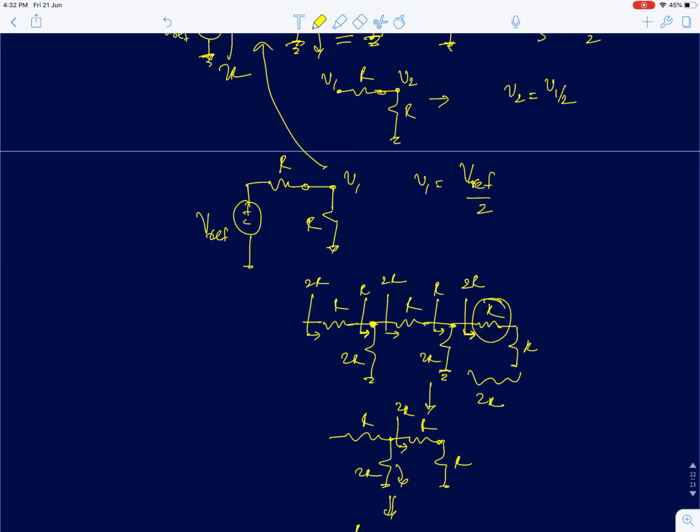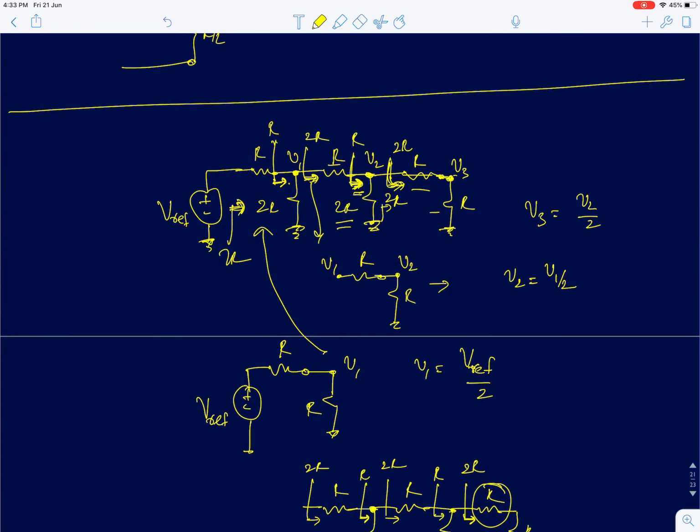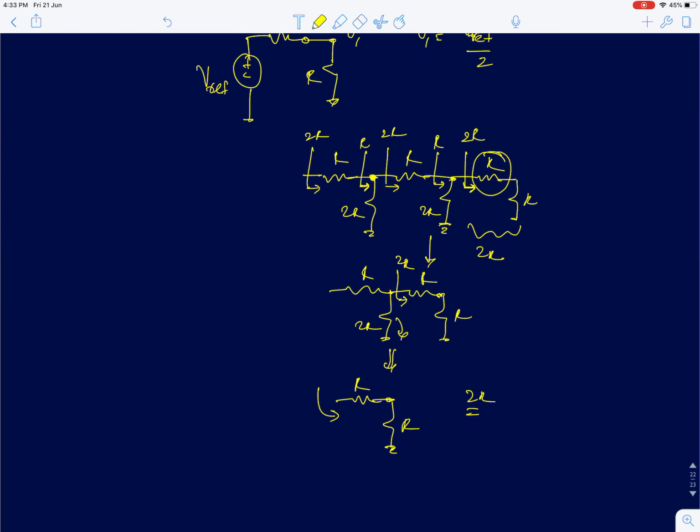Okay. This network is called an R2R ladder. It's extensively used in data converters, when you're converting digital signals to their equivalent decimal values. Okay. And also it has a very interesting property. As you progress, every node voltage will be half of the previous node voltage. Okay. Every node voltage will be half of the previous node voltages.